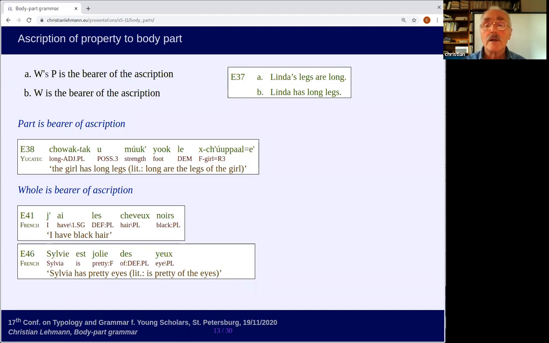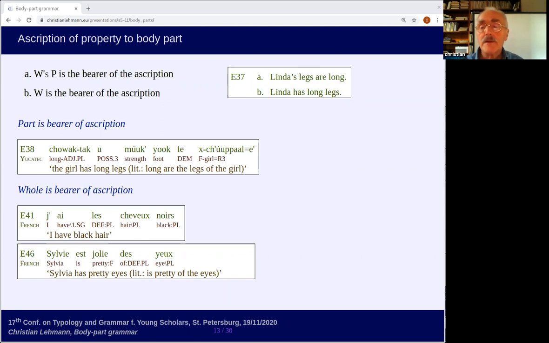A, the construction has a possessed nominal as the bearer of the ascription and the characteristic as its predicate, as example 38. Or B, the construction has W as the bearer of an ascription of possession and the body part bearing the attribute in the predicate, as in example B. So either Linda's legs are long or Linda has long legs. Just as in possessive predications, an important factor in the choice between the two constructions is alienability.